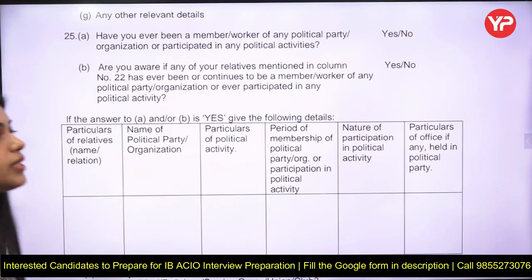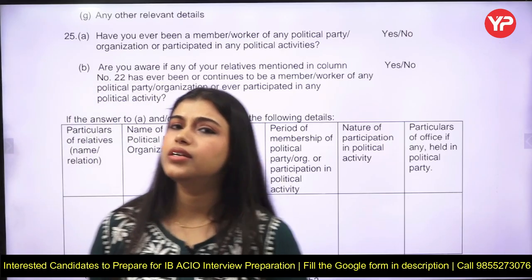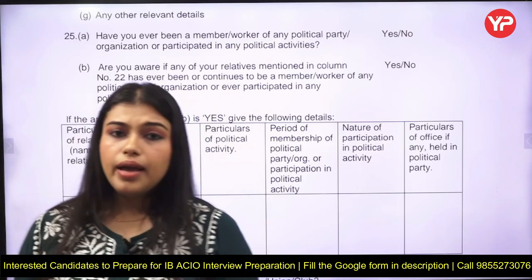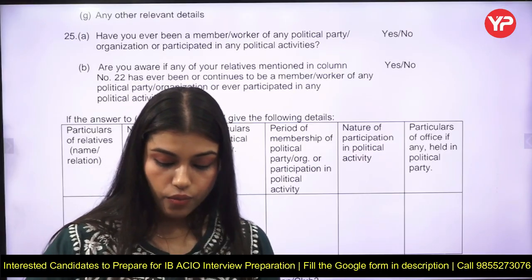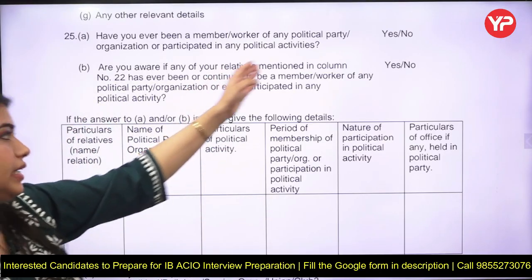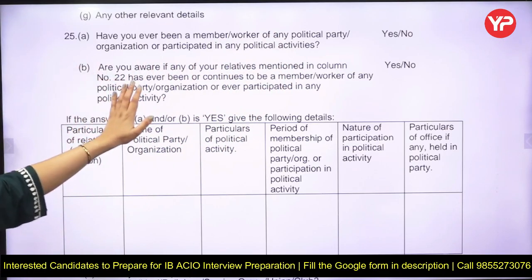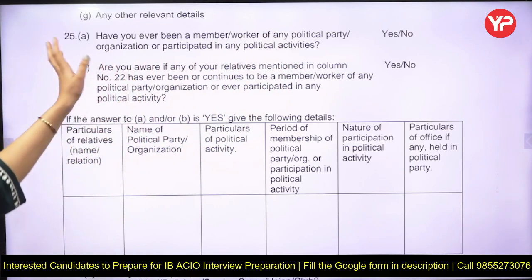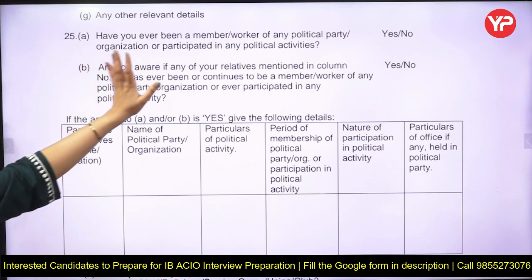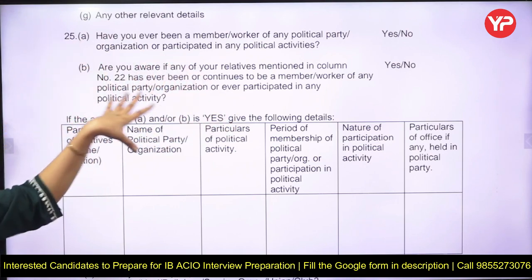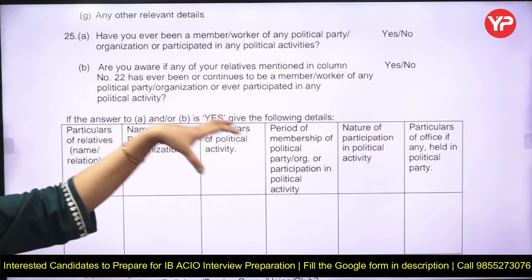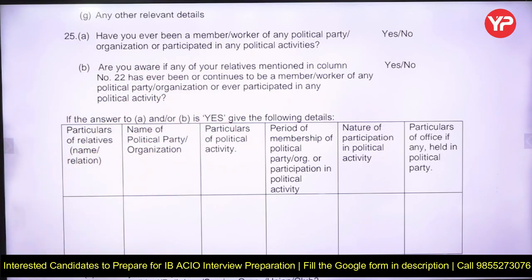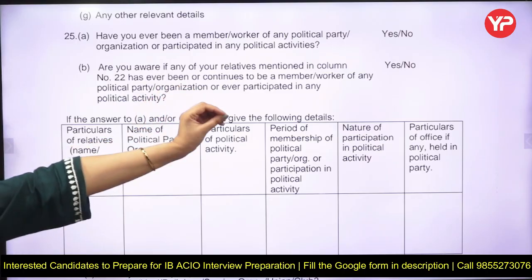It is highly likely that you have been a member of any political party, right? If you have been involved in any kind of activities with that political party, kindly say yes. Are you aware if any of the relatives mentioned above continue to be a member or worker with any political party? If they are currently still involved, make sure that you know every detail and tick accordingly.